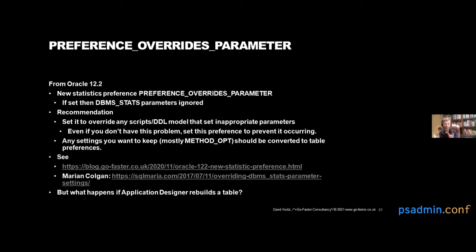There are a couple of blogs out there, one of mine and one from Maria Colgan, that explain how this feature works. Of course, you've then got the question of what happens if someone comes along with App Designer and alters the table by recreation. They drop the table and they recreate it. You will lose all of your table statistics preferences for that table. And again, I've solved that problem with GFC PS stats, and I'll describe that in a bit.